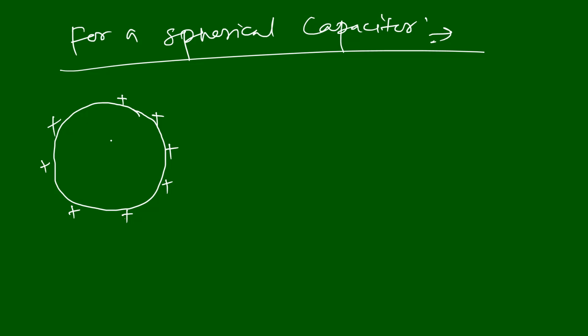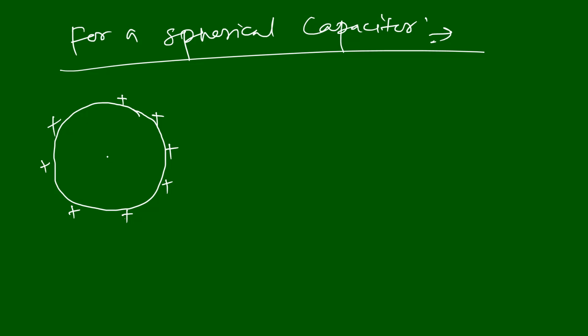Now, have you seen masoor dal? Whatever the shape of a masoor dal is, the same color, same type, the spherical capacitor looks like that. Actually, it is used in electrical and electronic circuits, and it looks like one masoor dal.